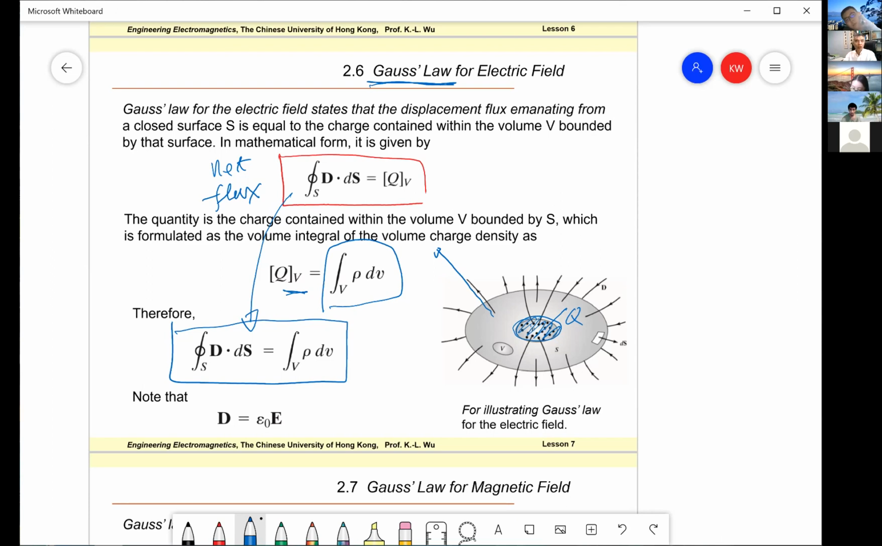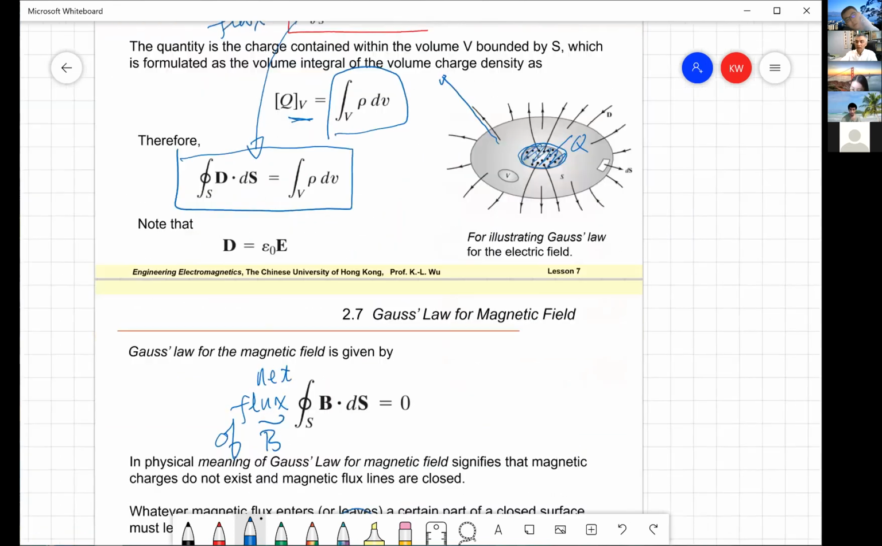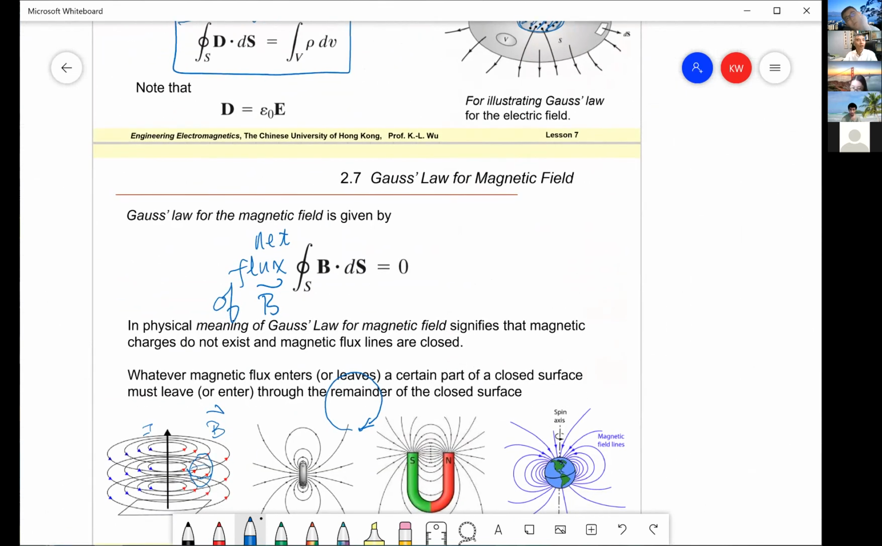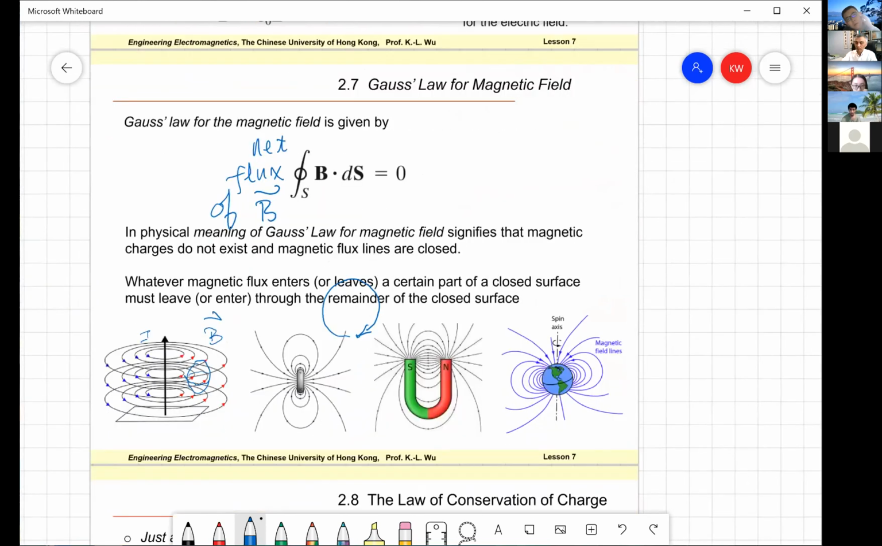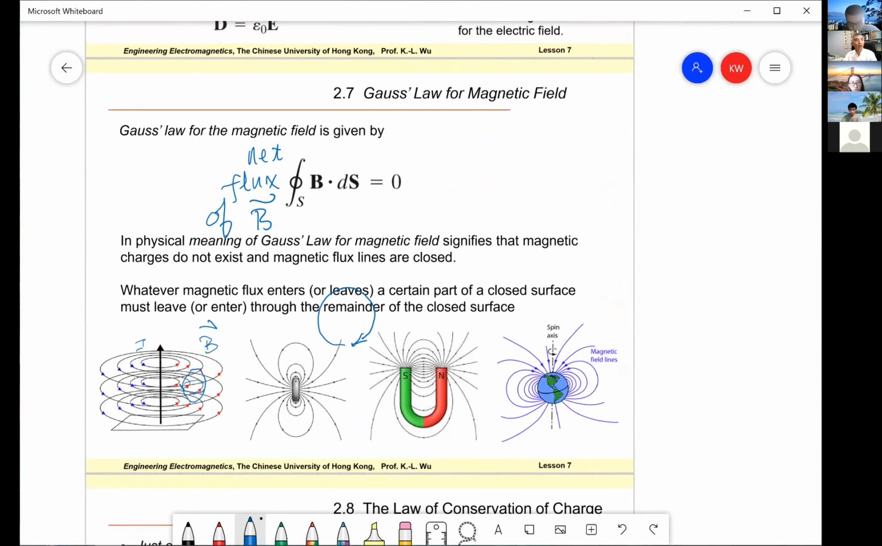If I show you some of the field lines, then you should be able to judge, hey, what field is this, right? Because the identity is very obvious. So we call this law Gauss's law for magnetic field, all right?